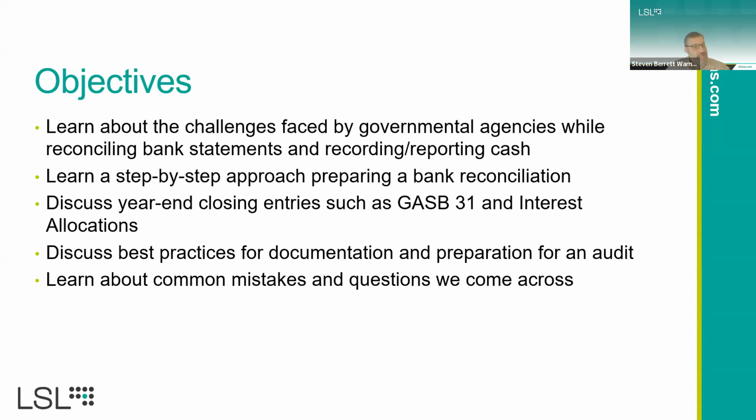And hopefully we'll come up with some ways to approach that a little more clearly. And then we want to talk about common year-end closing entries, which for you, if you're a city or a county, are really going to be your fair value adjustment. GASB 31 is the fair value. We'll talk about that from an auditor's perspective, what we've seen, especially since COVID, related to that. We also want to talk about interest allocations, which I'm sure you're all very familiar with. And then, of course, we'll talk about best practices, maybe preparing for your audit.